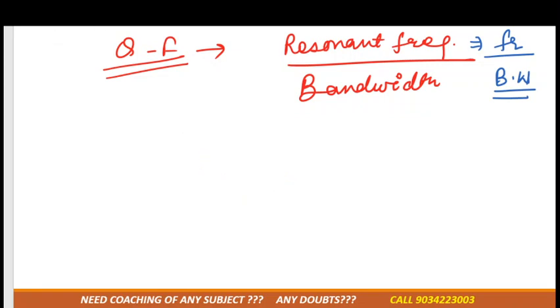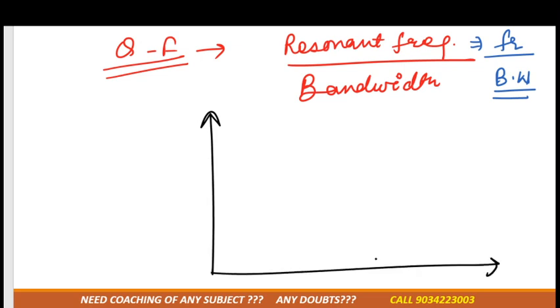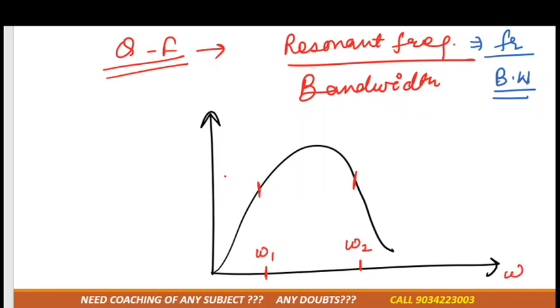Now you should know what the bandwidth is. Bandwidth is a range of frequency. You have studied about bandwidth, I think. Suppose the graph is like this. On the x-axis we take omega, and on the y-axis we take current. At random I have selected two points. At one point the value of angular frequency would be omega 1, and at another point the value of frequency would be omega 2. So what is bandwidth? Bandwidth is omega 2 minus omega 1.